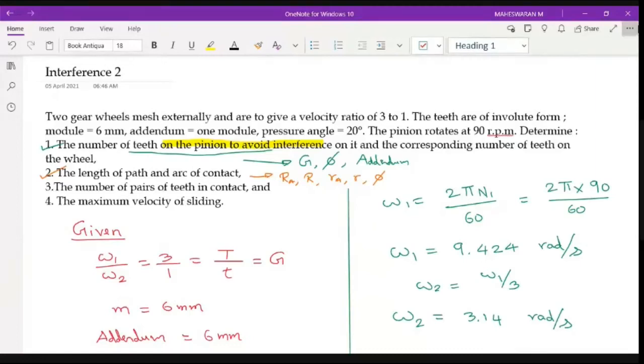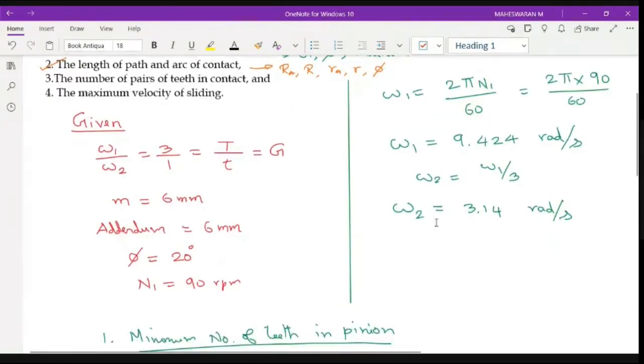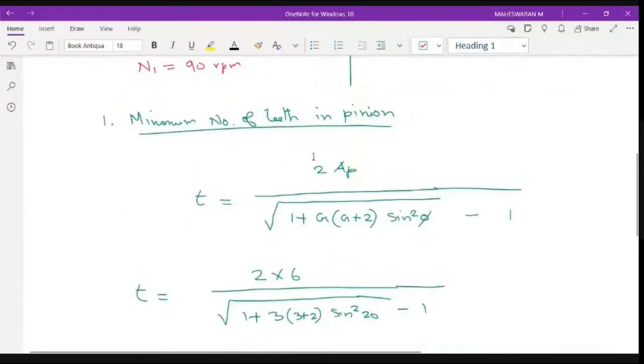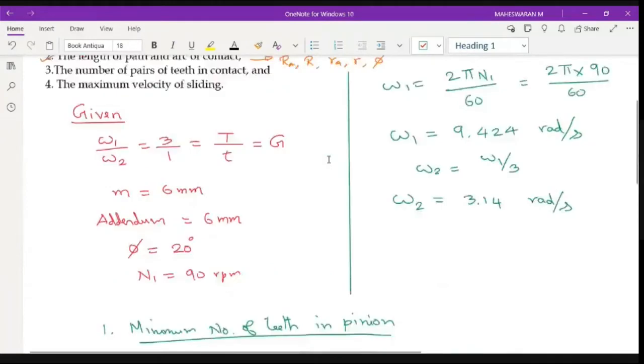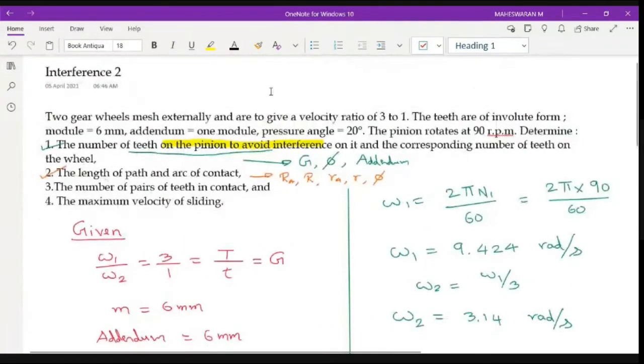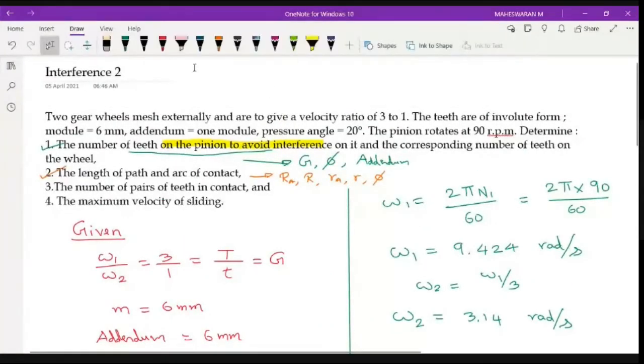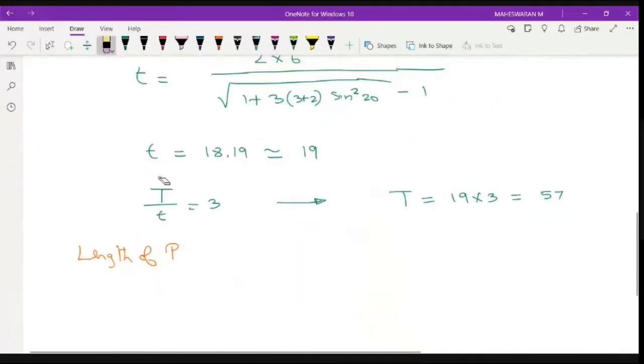Last class we discussed that you have a gear. We have a problem where you have to identify the minimum number of teeth required for a pinion to avoid interference. We have written the given data and completed the first part, which is the minimum number of teeth required. The second part is to identify the length of path of contact. We have to start from there. Okay, so let us proceed.